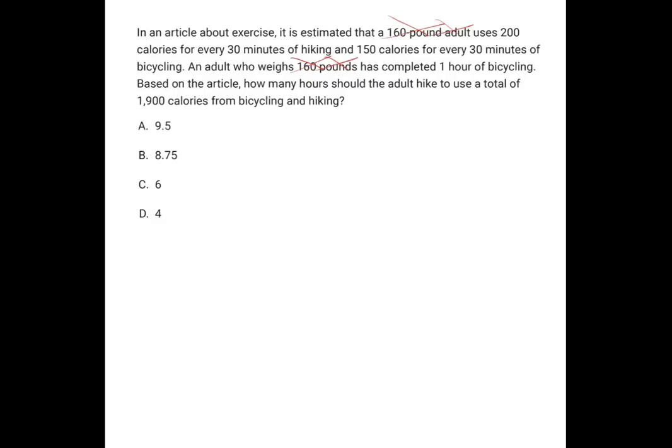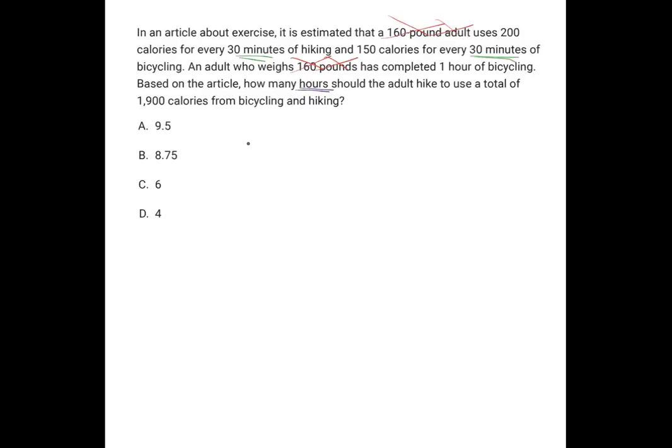Another thing is that we have some conflicting units here. We have minutes hiking and minutes biking. And we're being asked in the end about hours. So let's just go ahead and only function in one of the units. Let's only function in hours. Because if we're functioning in minutes, we're going to have 30, 60, 90. It'll be more complicated. But if we're dealing in hours, then we'll have half an hour, 1 hour, 1.5 hours, 2 hours, and it'll be a little easier.